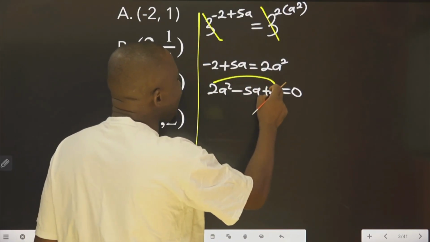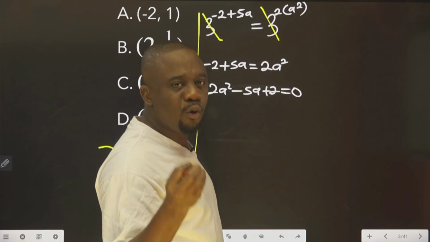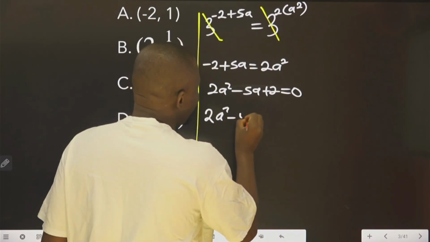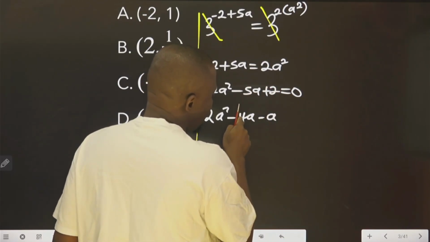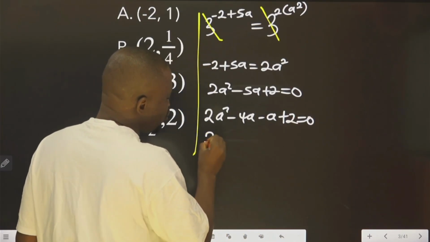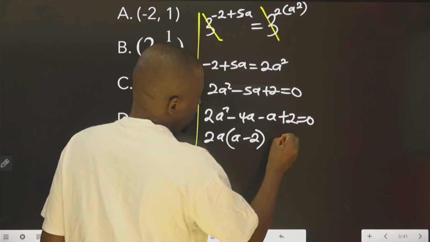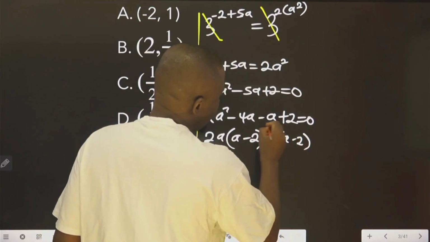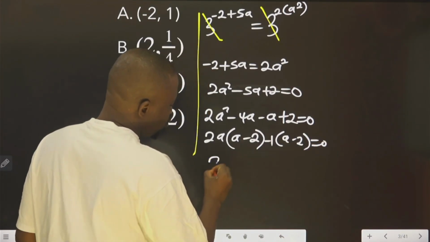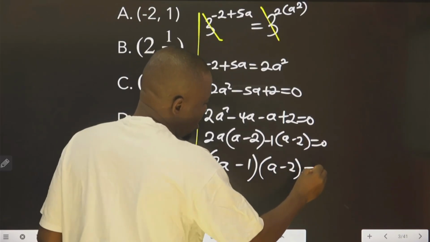If we multiply this now, we're going to have 4. What are the values you multiply together? You have plus 4. If you add them, you have minus 5. You agree with me? It is minus 4a and minus a. That is 4a and 1a plus 2 equals to 0. Then we say 2a here, a minus 2, a minus 2. Here, we're going to bring out minus 1 equals to 0. So 2a minus 1, a minus 2.